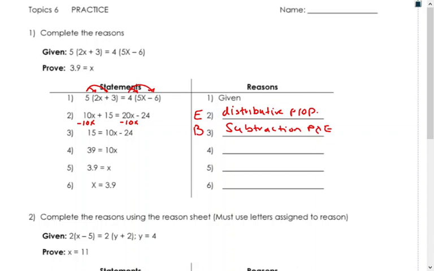Okay, looking between 3 and 4, what happened was we added 24 to both sides. So that becomes the addition property, because that's what we did to both sides. Properties of equality are what you do to one side, you do to the other. And this was choice A. To get from 10x to x, we divided both sides by 10, which would be the division property. And the division property is choice D.